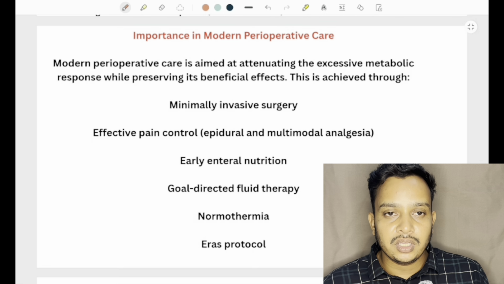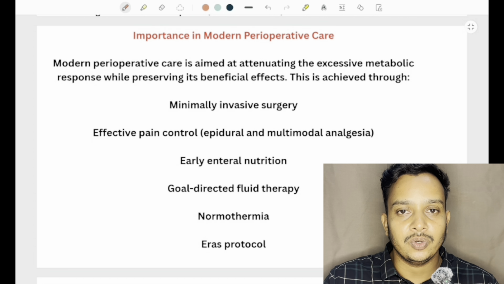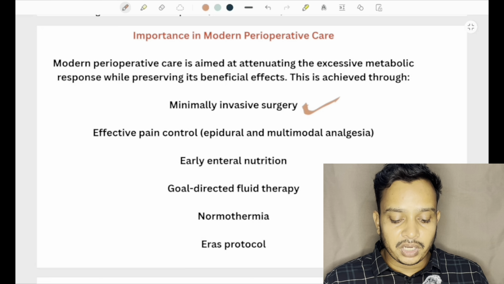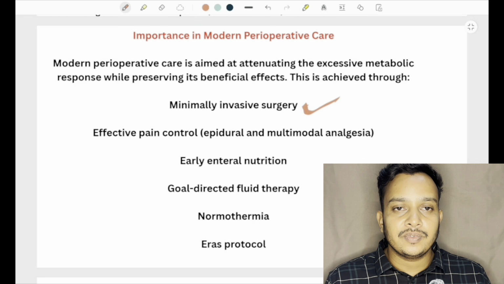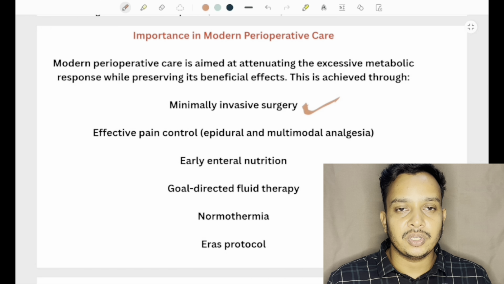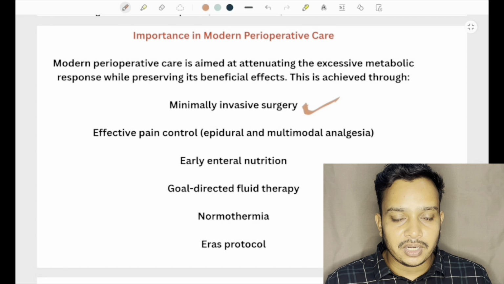So we can keep the hypermetabolism state or exaggerated inflammatory response syndrome in check by performing minimally invasive surgeries and also effective pain control. If we are operating for any kind of major or supra-major open surgery, we can keep the patient under epidural anesthesia so that in the post-op period we can also infuse painkillers through the epidural catheter.